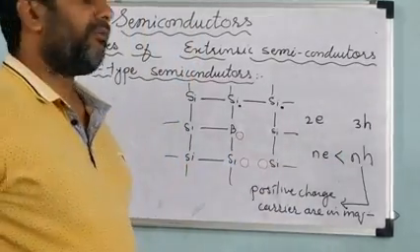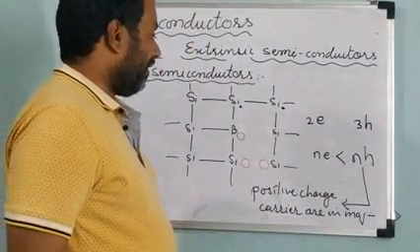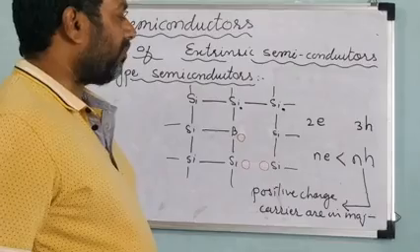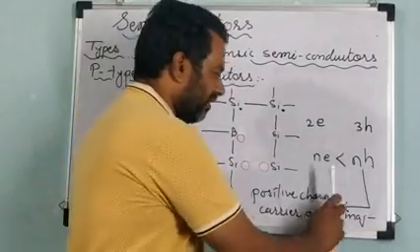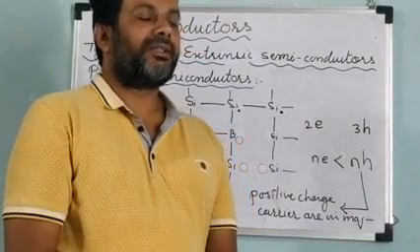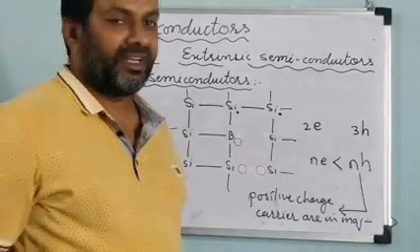In this way, when a p-type semiconductor is connected in the circuit, the current flows because of both charge carriers, that is electrons as well as holes. But the majority charge carrier is positive, that's why it is called a p-type semiconductor.